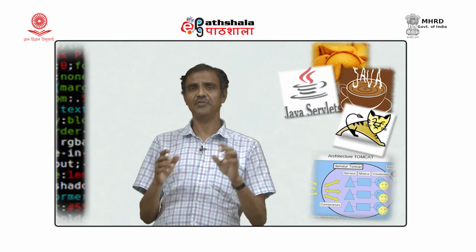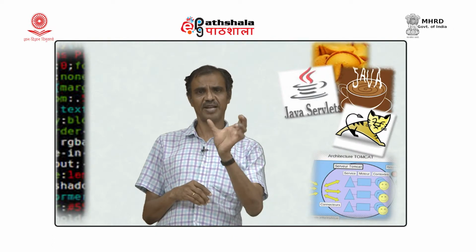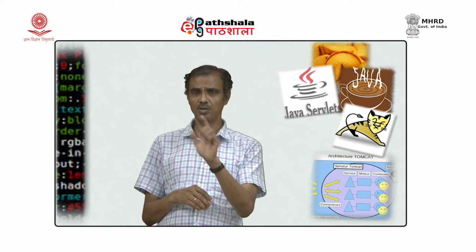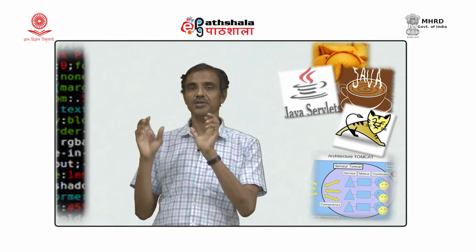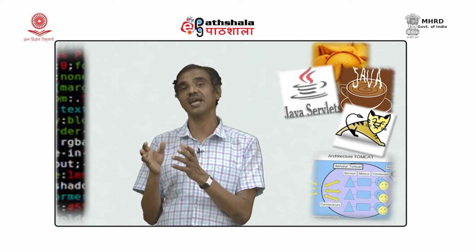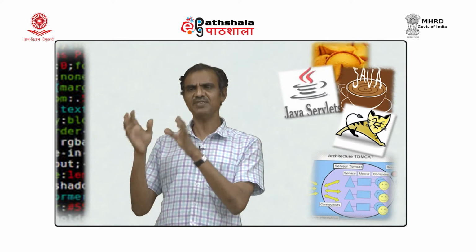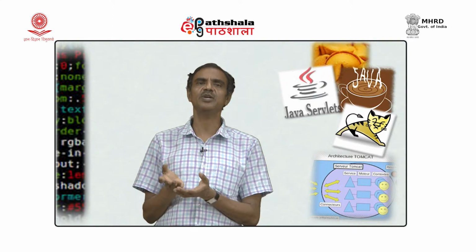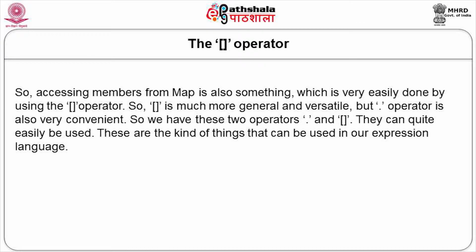So, here if you got a map, if anything is of type map, fine, you have that map object, no dot, sorry, you have to use square bracket, and in square bracket you specify the object. This should be the type which is nothing but the key type, same as the type for the key. So, if you give that key, this will be able to get you the corresponding value for that key in the map. So, accessing members from a map is also something very easily done by using the square bracket, fine.